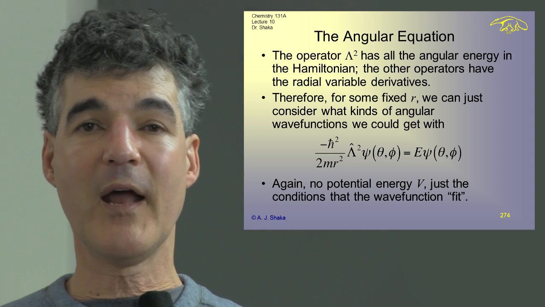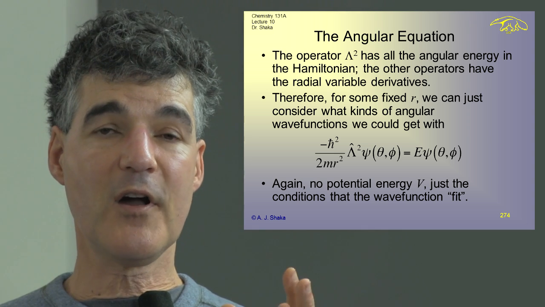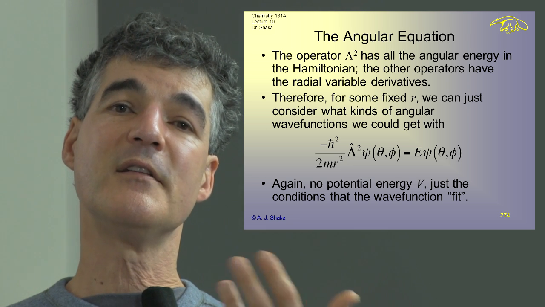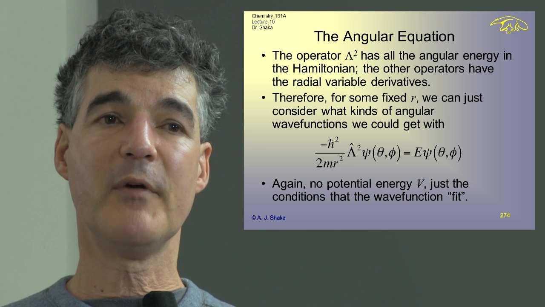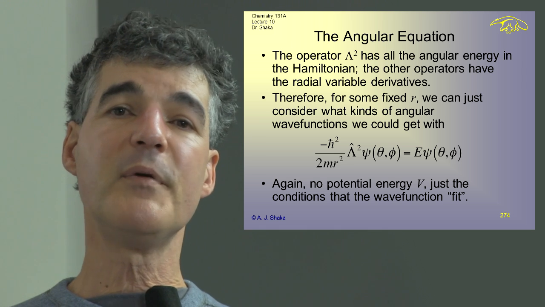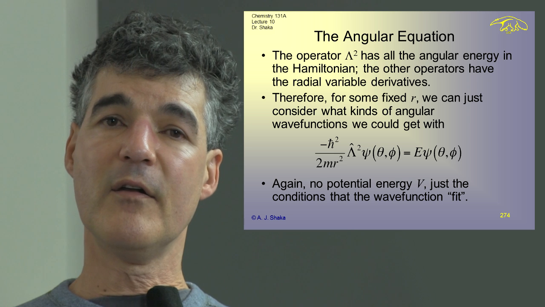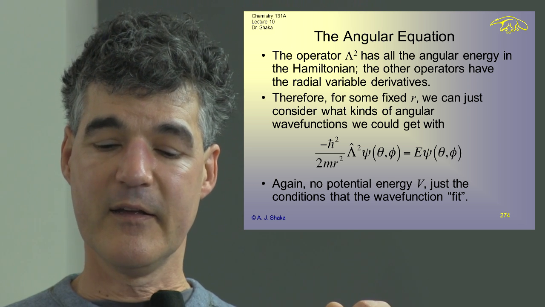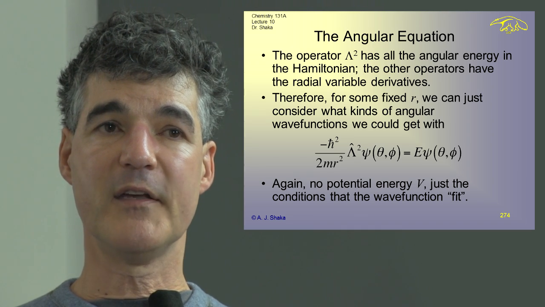And as we go around in theta and phi, it's much more complicated this time because there's two of them, so it's harder to see, but it's got to be similar to what we had before. There's no potential energy here. The only requirement on the quantization is just that the wave function fit into the space.